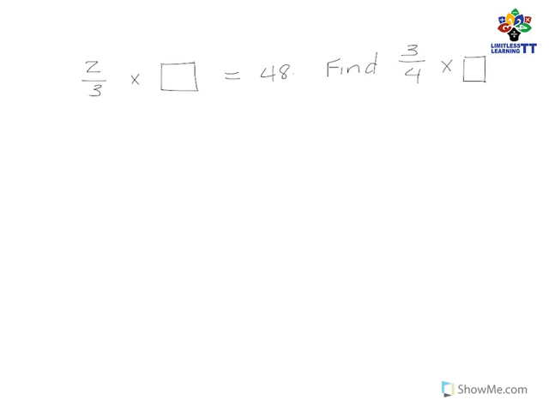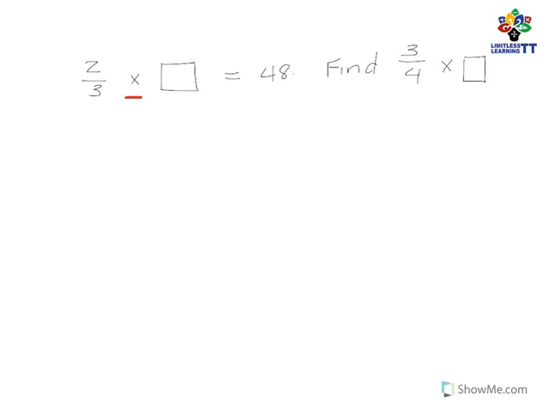So the first thing I want to do is find a number. I know that 2/3 multiplied by this number is giving me 48. So if I want to find what the number is, I use my answer 48 and I do the opposite of the operation. My operation is multiplication. When we talk about opposite of multiplication, it's regarded as division.